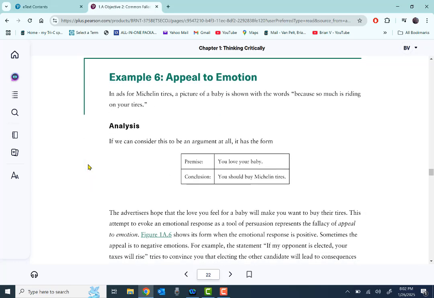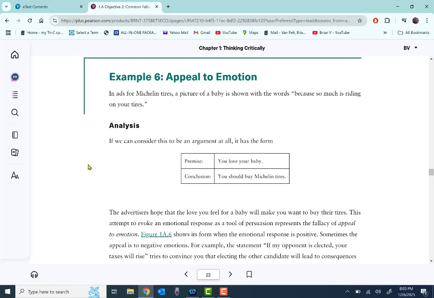Moving on. This one is done all the time nowadays. Appealing to emotion. In ads for Michelin tires, a picture of a baby is shown with the words, "because so much is riding on your tires." Here, they're using your love for your child to sell a product. And they're making it seem like their product, well, they don't actually say the product is so good. They say it's because so much is riding on your tires.